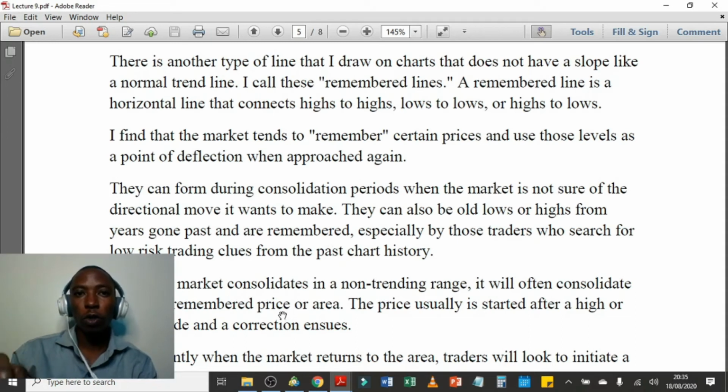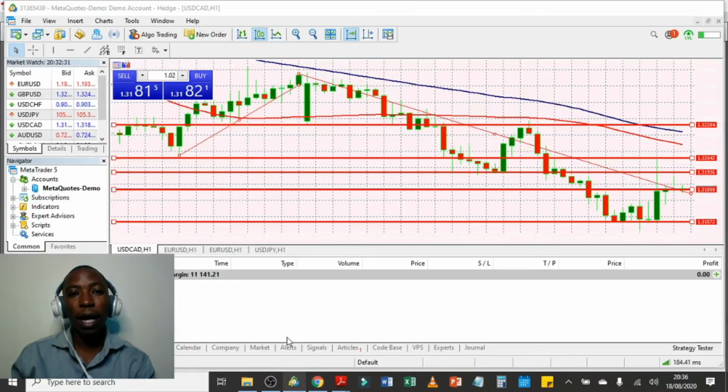And I use remembered lines alongside trend lines because trend lines are able to define the market when it's trending. I can draw a downward sloping trend line or an upward sloping trend line when the market is trending. But there are moments when the market is non-trending, and that is the time I use a remembered line, where there are two types. We have a horizontal line and a vertical line.